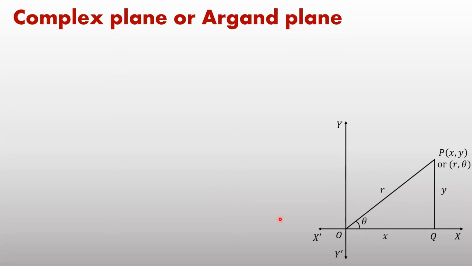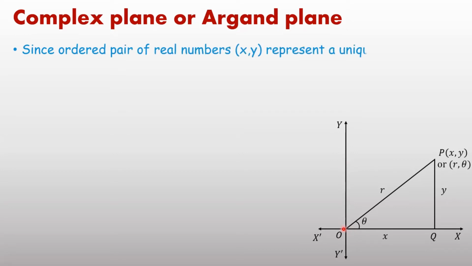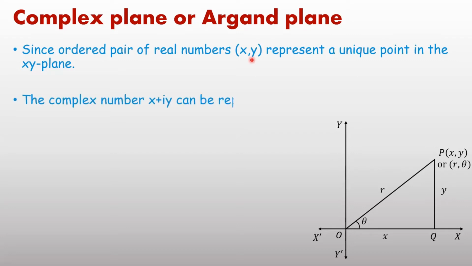In coordinate geometry, in previous classes you have covered, there are two axes, x and y axis, and the plane formed by the x and y axis is known as the xy plane. If you have to plot any point on the xy plane, you can easily plot and write coordinates as x comma y. x, y represent a unique point on the xy plane where x and y are real numbers.